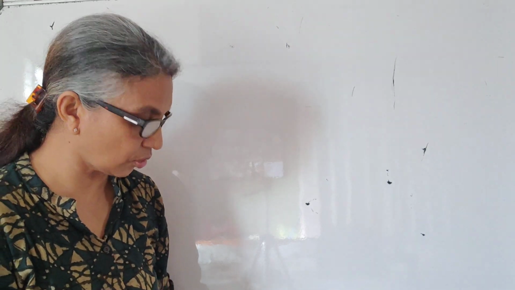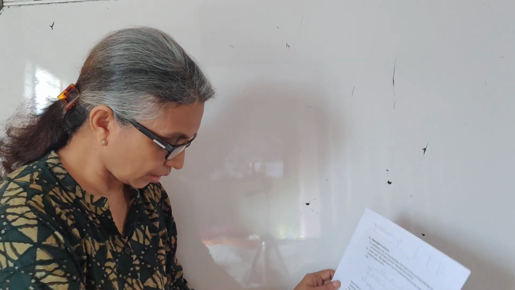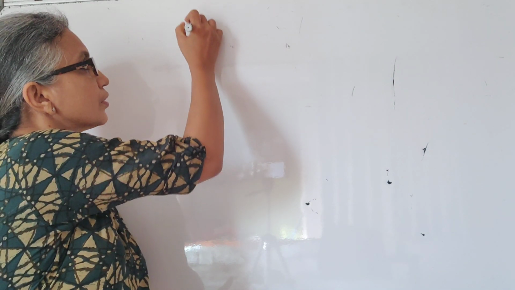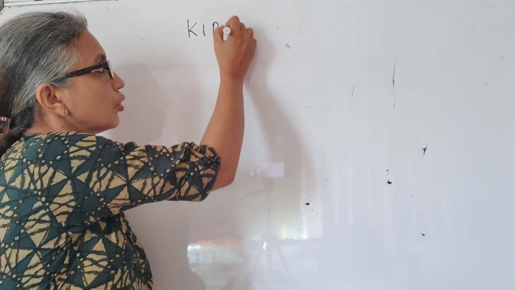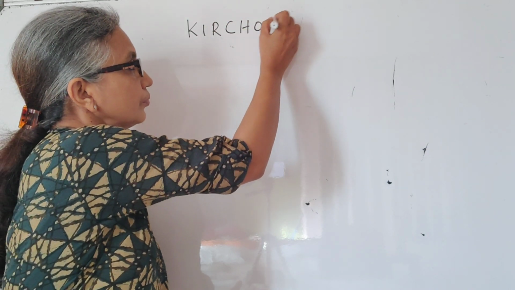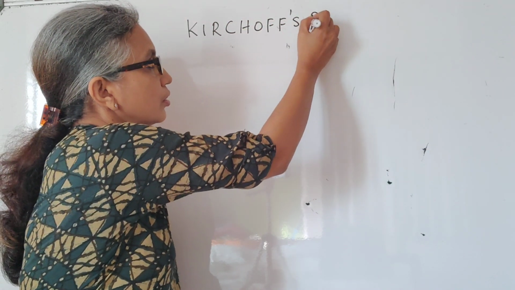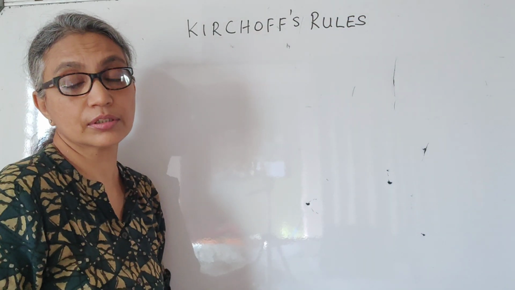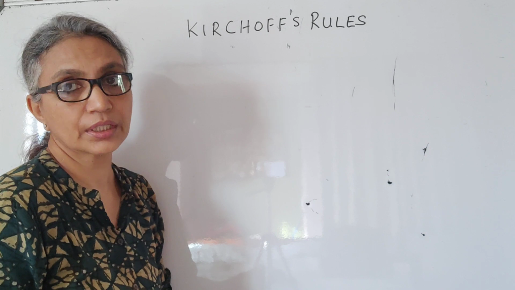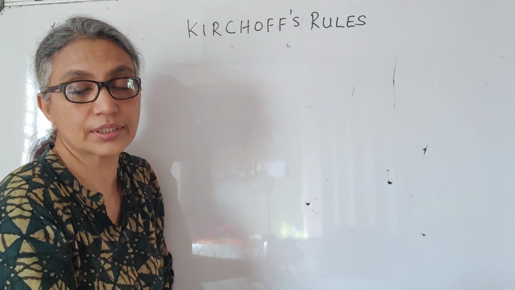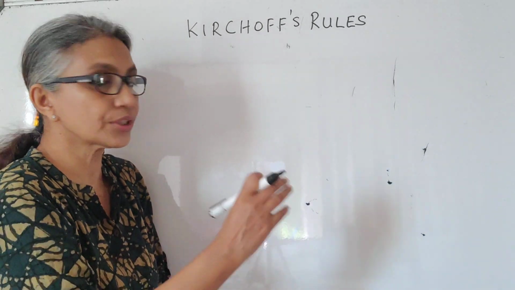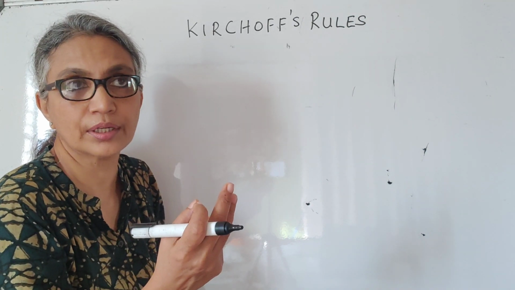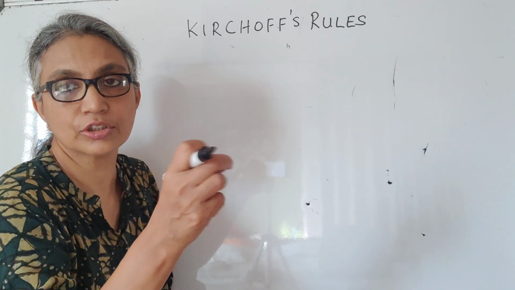There are two rules, Kirchoff's rules. The first rule is called the junction rule. So we have our first topic for today as Kirchoff's rules. Now, the first rule, called the junction rule, deals with junctions or points in an electrical circuit. A junction in an electrical circuit is any point where more than two conductors are joined together.